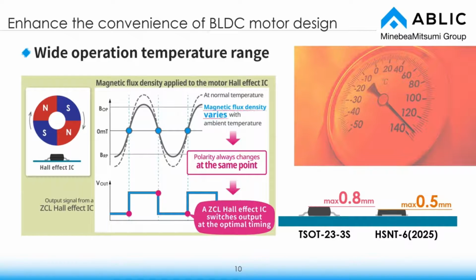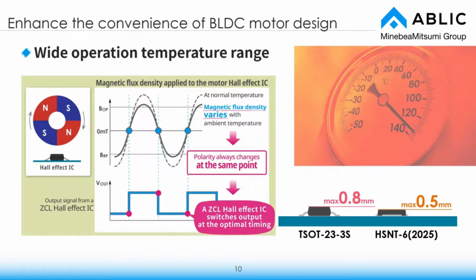To properly control a brushless DC motor from low to high temperature, we had to consider the change in magnetic flux density that the sensor receives at each temperature. We provided a solution with the ZCL Hall Effect IC. The ZCL Hall Effect IC detects when the S-pole of the applied magnetic flux density changes to N-pole or vice versa, that is, when there is a polarity change, and switches the output signal. So, the ZCL Hall Effect IC provides stable timing detection even if the temperature of the rotor magnet changes.